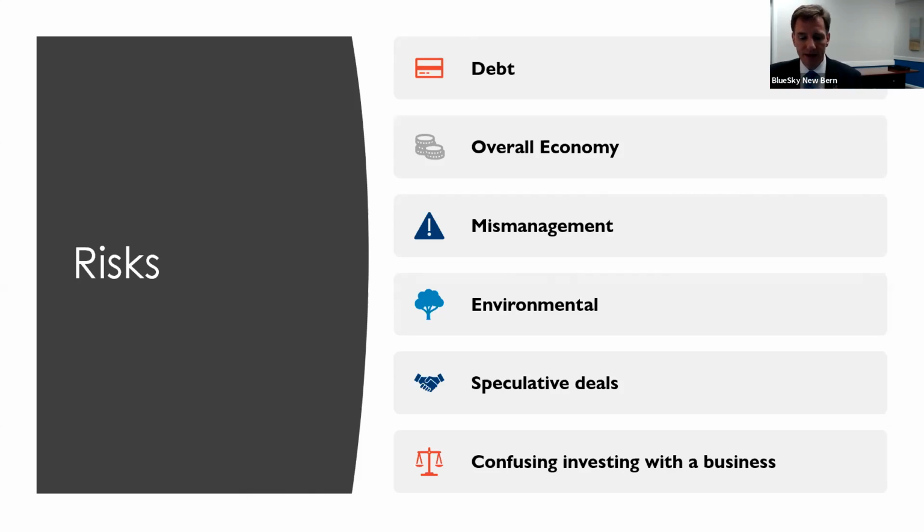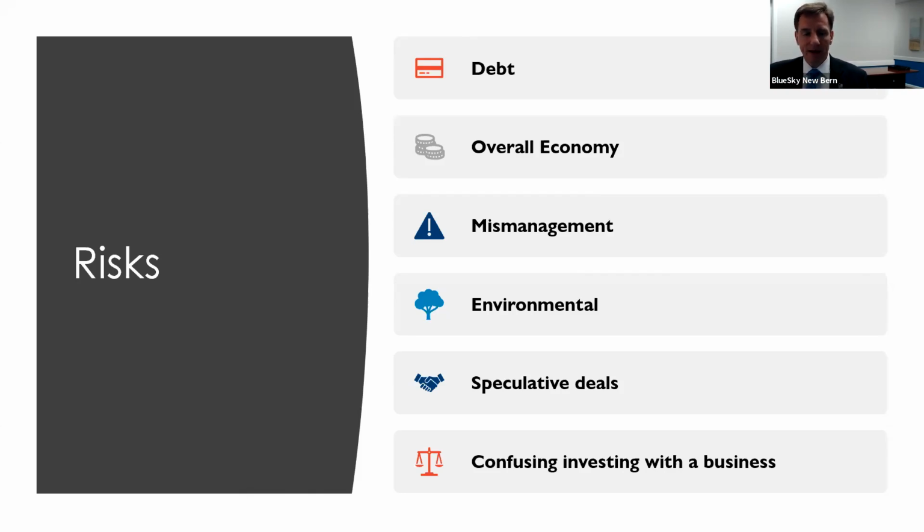Number three, mismanagement. If you have poor management of the property, it's certainly a big risk. Environmental. We just had a major hurricane here, Hurricane Florence. Some things you can't control. Maybe there were underground fuel tanks stored on your property. So environmental risks are always a big one.